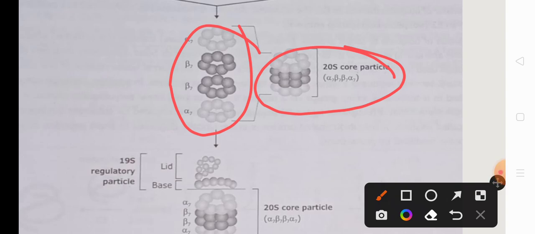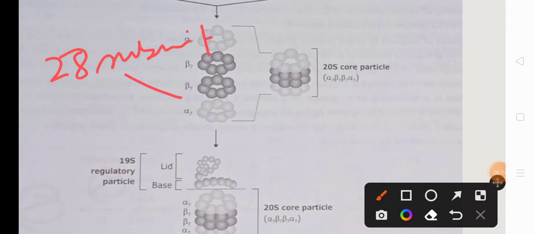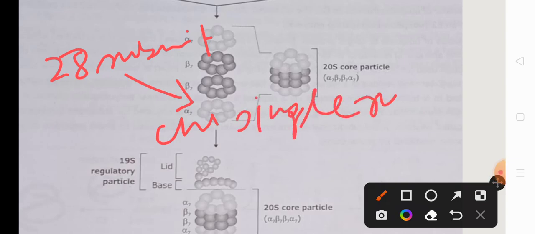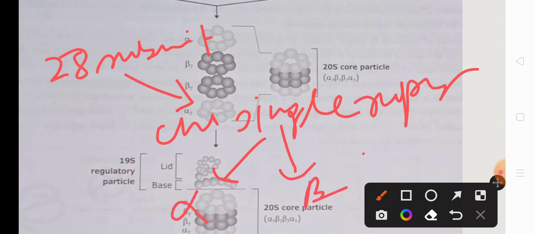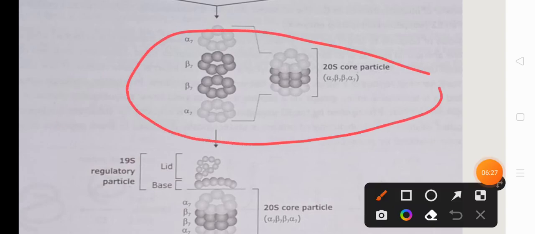Interestingly, these 28 subunits are all from one single superfamily, which is divided into two families, alpha and beta. So that is the idea of our 20S core particle present in the proteasome in eukaryotes.